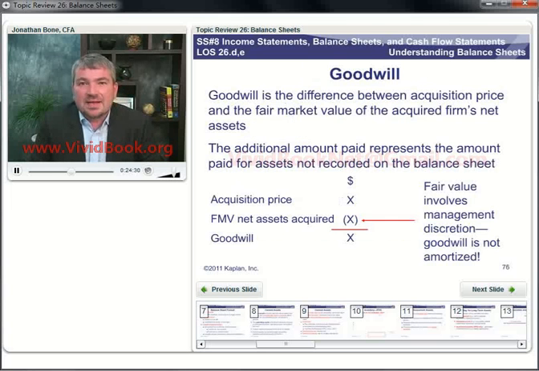Goodwill, we need to be a little bit aware of our goodwill calculation here. But again, we're not going to have to calculate it in the exam. We just need to be aware of what it is. We won't really see goodwill properly until we do group accounting in the level 2 syllabus.